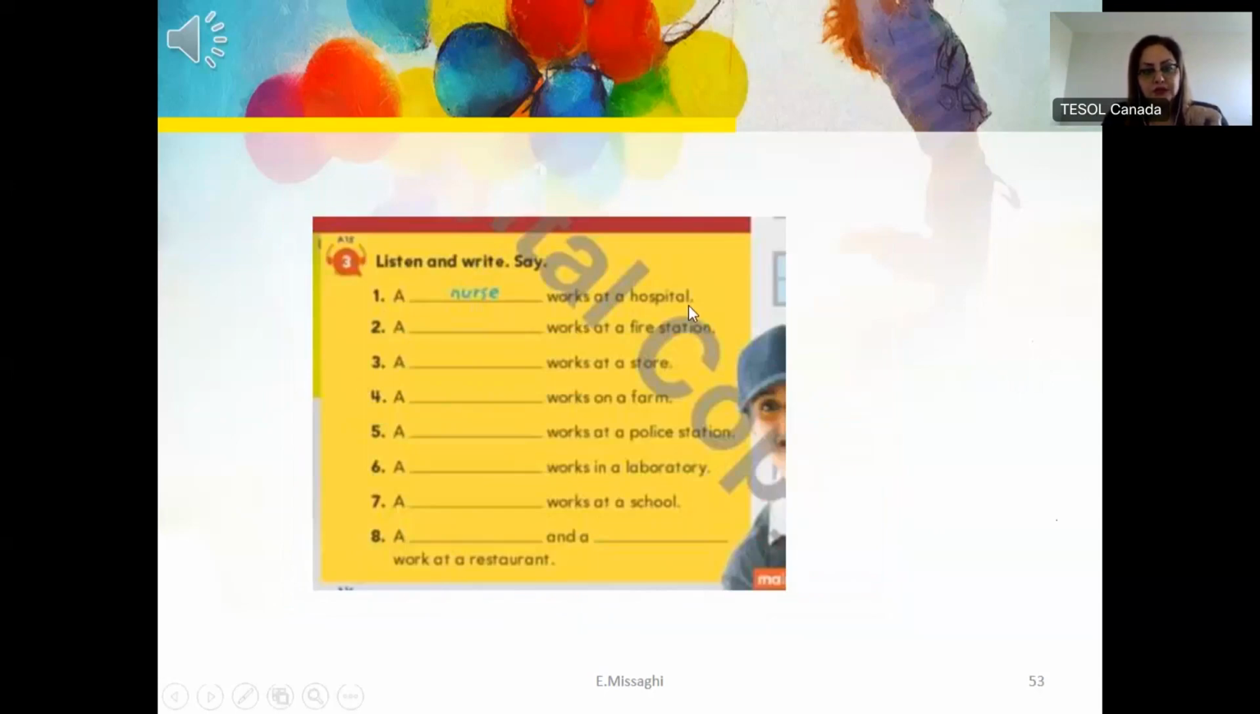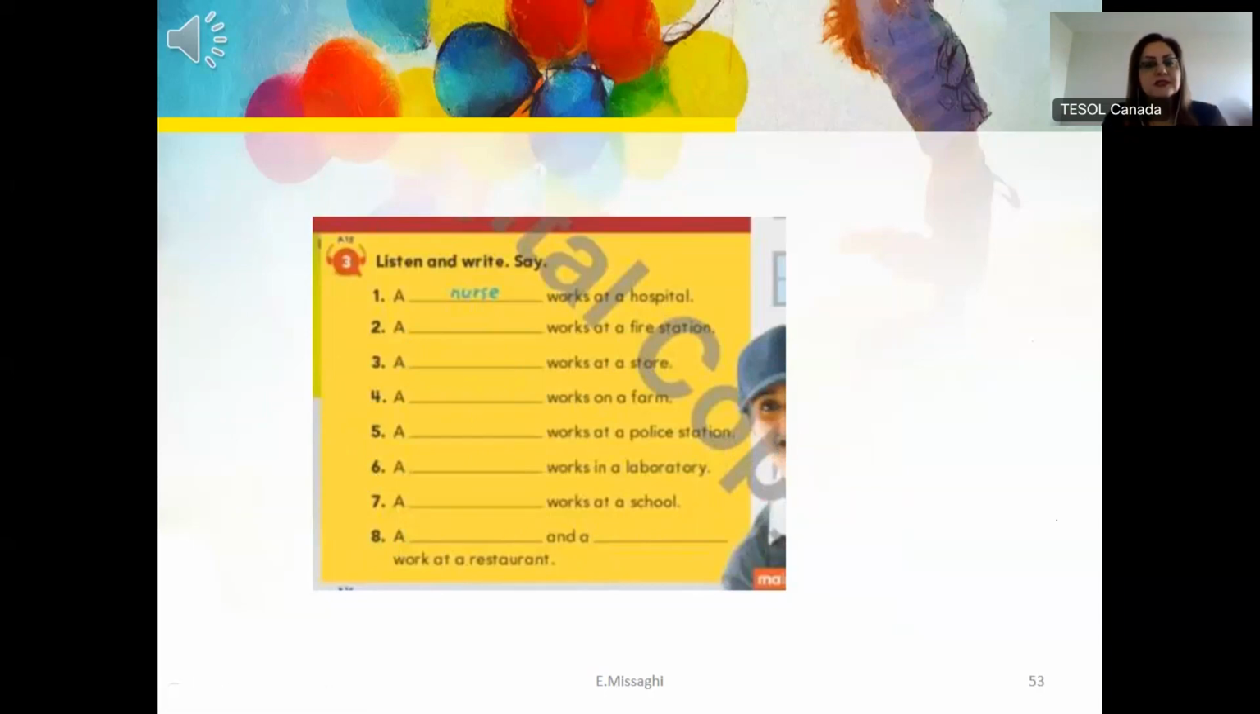Who works at a hospital? A nurse works at a hospital. So the audio said, a nurse works at a hospital. A firefighter works at a fire station. A salesperson works at a store. A farmer works on a farm. A policeman works at a police station. A doctor works in a laboratory. A teacher works at school. A waiter and a waitress works at a restaurant.